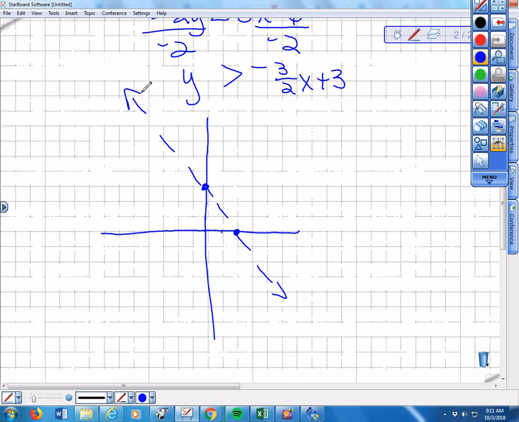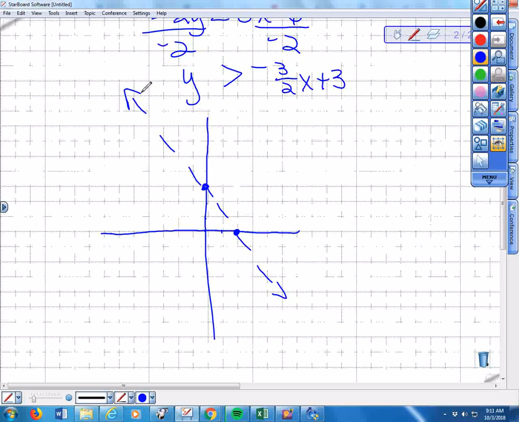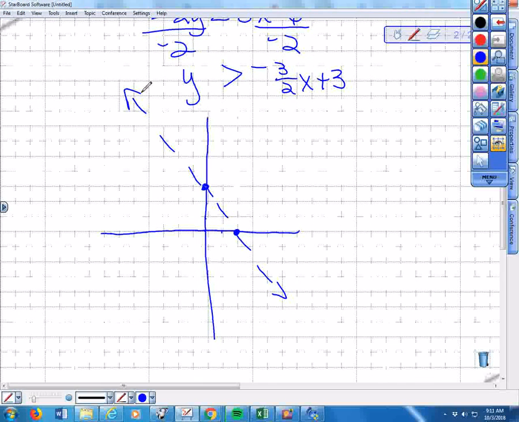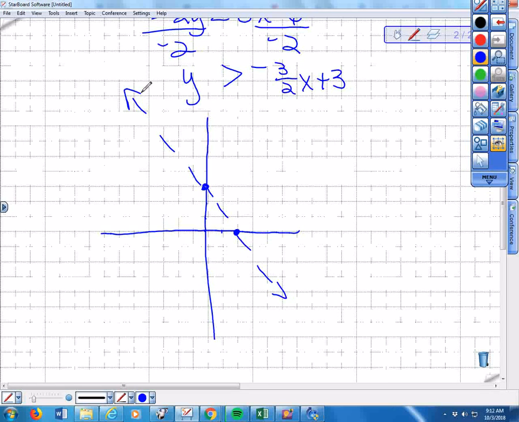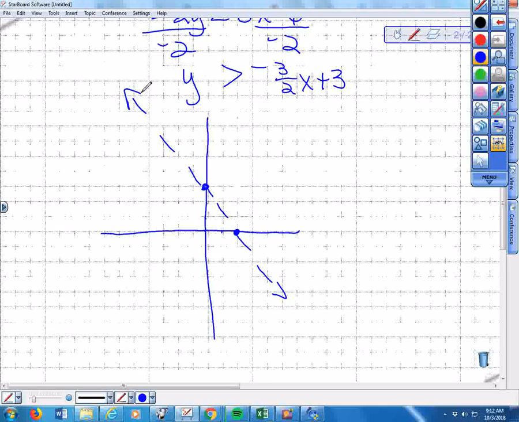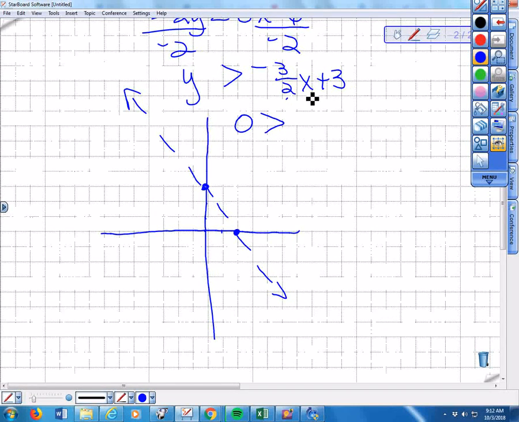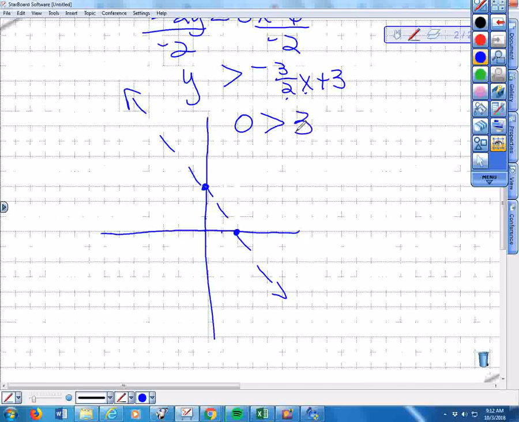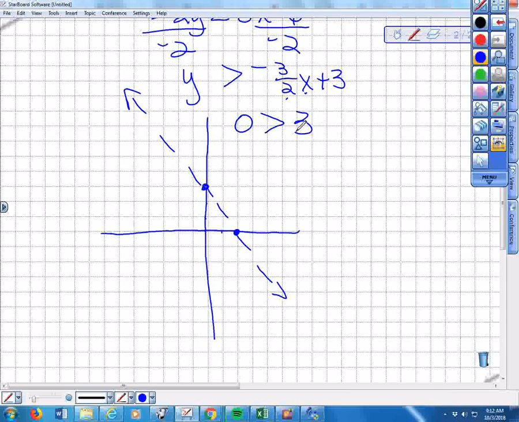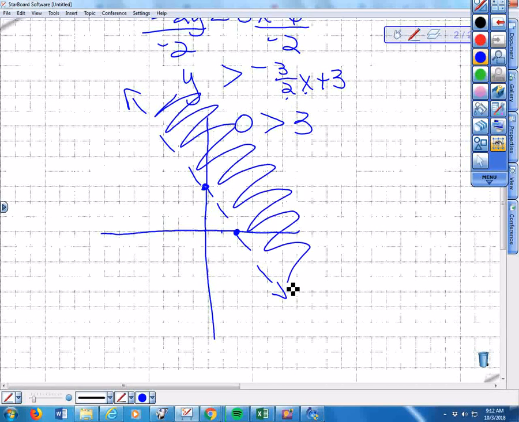Then I decide where the shading happens. And to do that, we use a test point. The easiest test point is 0, 0, as long as it's not on the line. And it's not, so I can use it. So I'm going to plug 0, 0 in. Is 0 greater than, this goes away because I'm multiplying by 0, 3. Is 0 greater than 3? No. So 0, 0 is not included in the shading, so it's got to be on the other side.